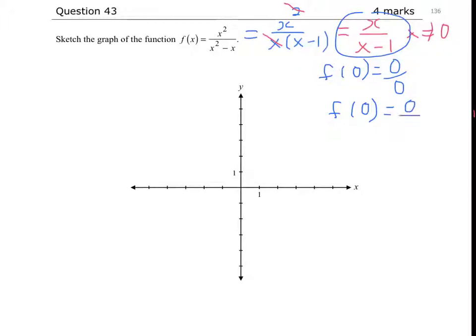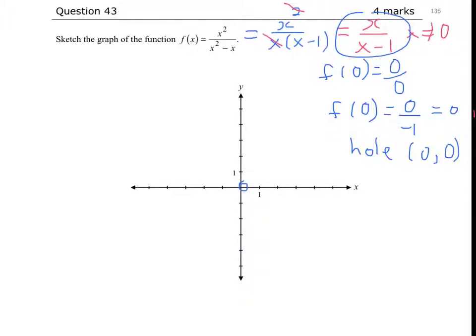So this becomes 0, and then on the bottom is 0 minus 1, which is negative 1, so this becomes 0. So because f of 0 is giving us 0 in our simplified function, we know that there is a hole, and the coordinates of that hole are 0, 0. So how do we indicate a hole at 0, 0? 0, 0 is the origin. So we will draw a little circle right at the origin.